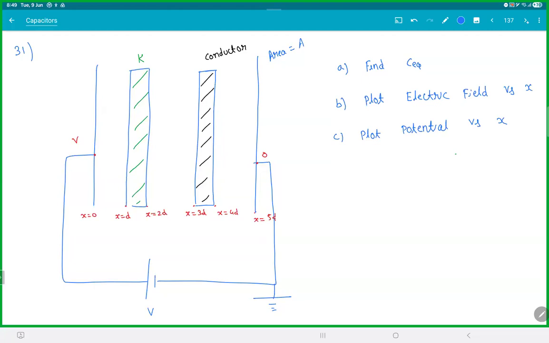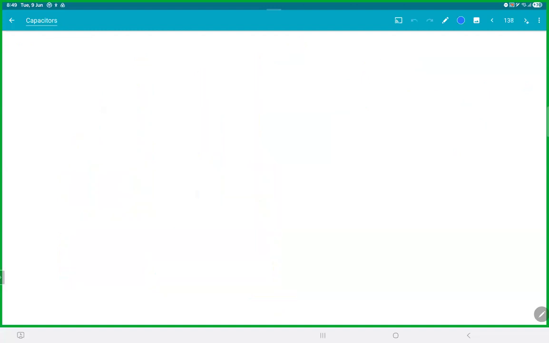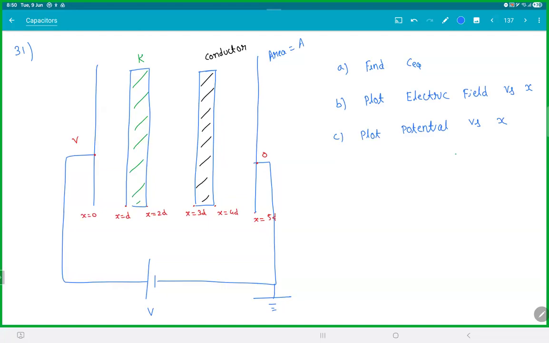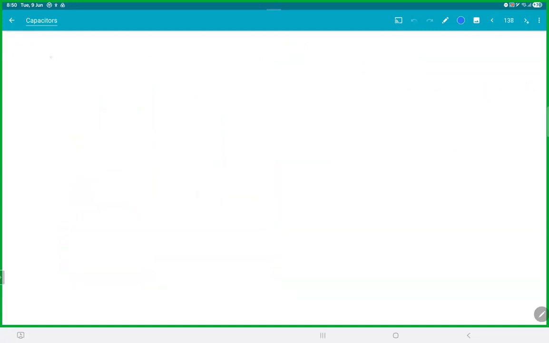Okay, let's see the C equivalent. Now, the one important thing here is this. What does a conductor do? I think you included the conductor. So the first thing you need to understand, what is the field inside a conductor? Zero. Remember? That means if the field inside a conductor is zero, that space is actually useless. You cannot store any energy in that region. Getting it?